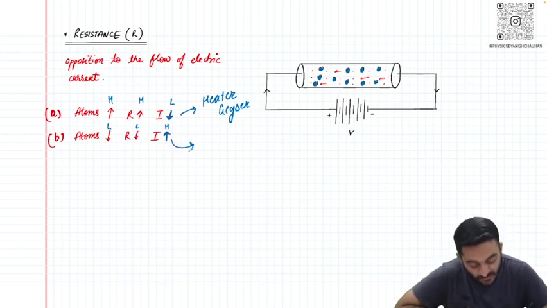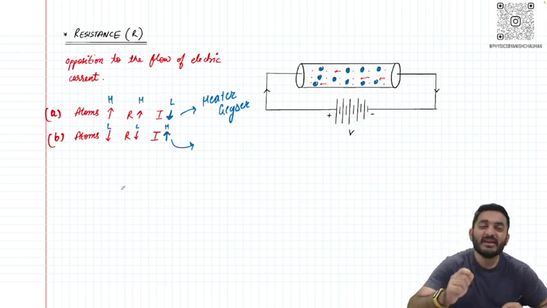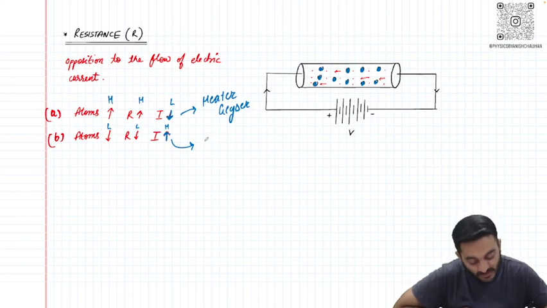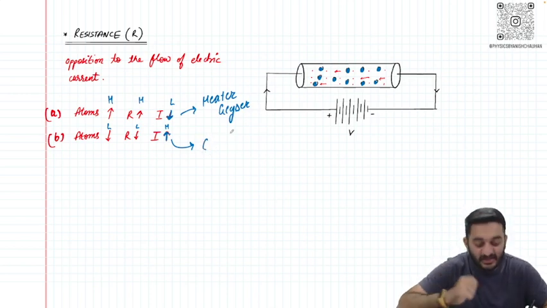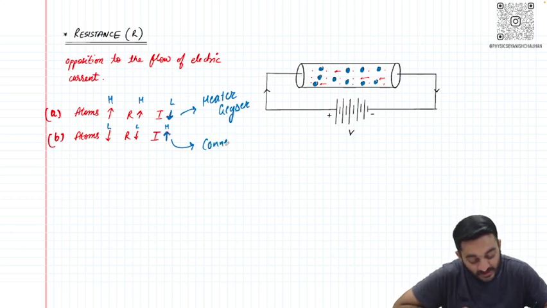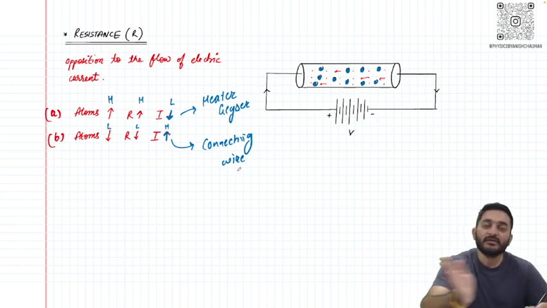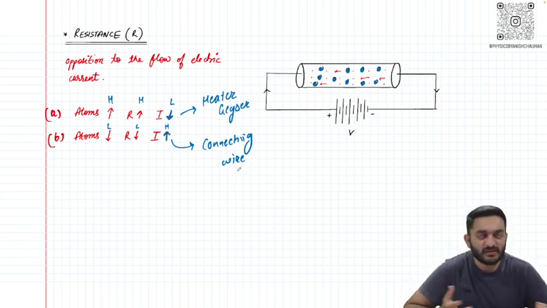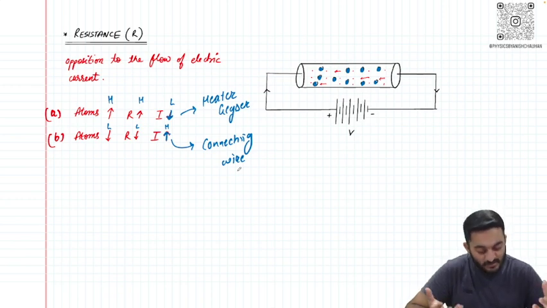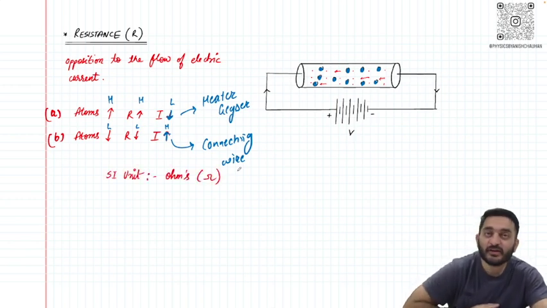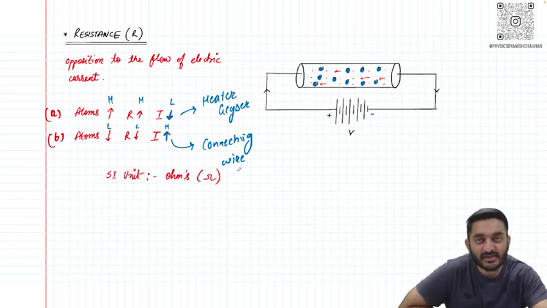When it comes to this other material, I have very little resistance, so these wires or materials can be used as connecting wires, because the role of a connecting wire is simply to conduct the flow of electrons from one point to the other. The less resistance present in these connecting wires, the better. So this is what we can conclude from here, and we already know that the SI unit of resistance is ohm.